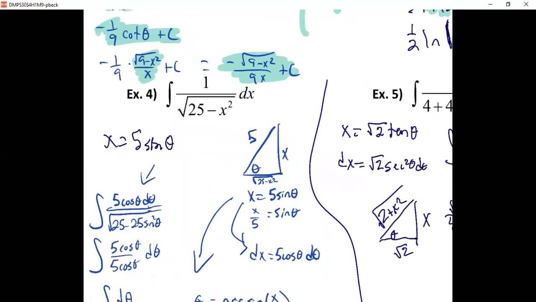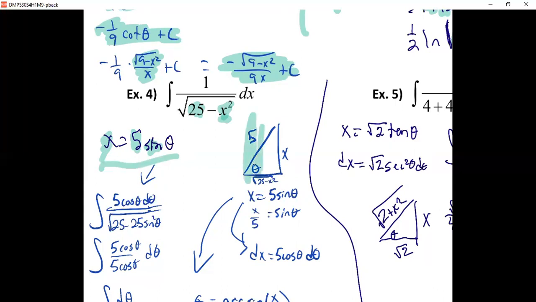All right, so let's lead you through some problems. What do I see on this problem? I see a squared minus u squared. That tells me it's sine. That does say sine, believe it or not. Okay, so that tells me it's sine. And if a squared is 25, a is 5. And if u squared is x squared, u is x. So x equals 5 sine theta.